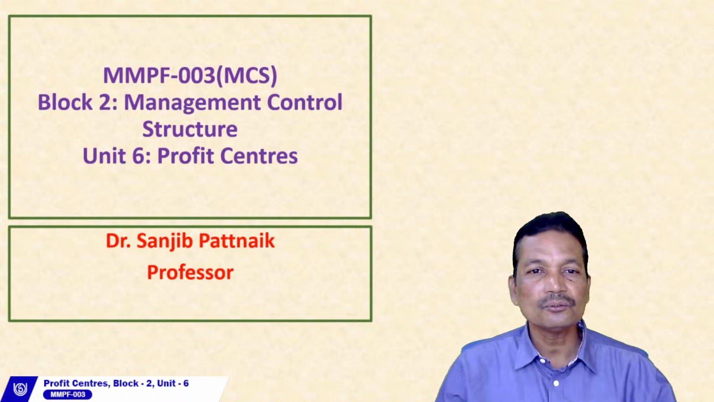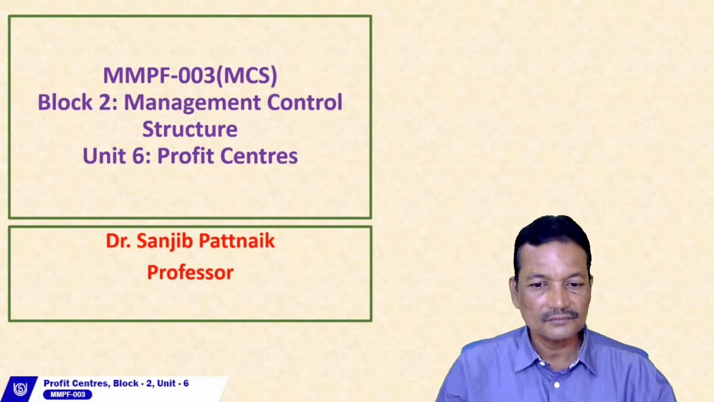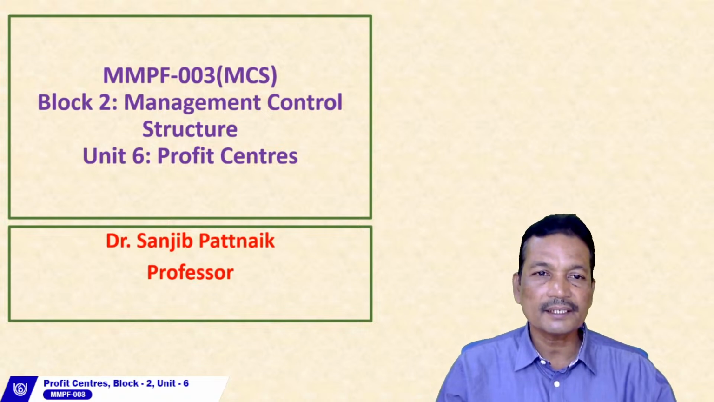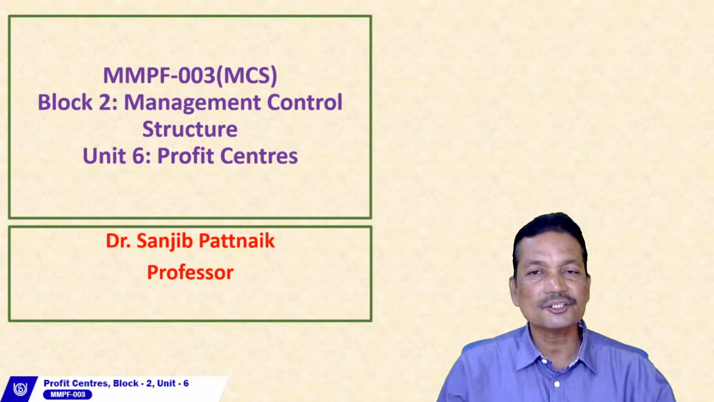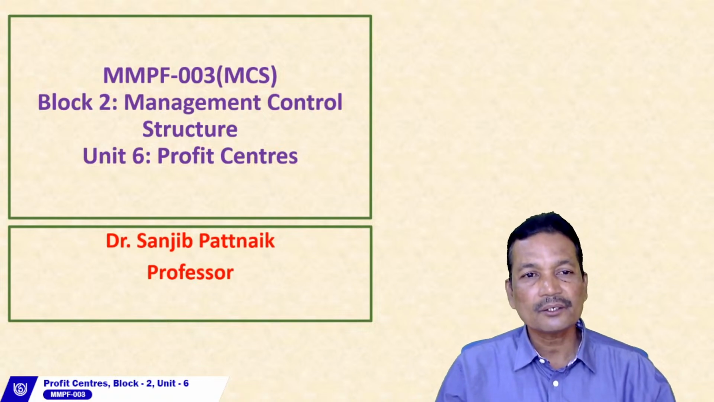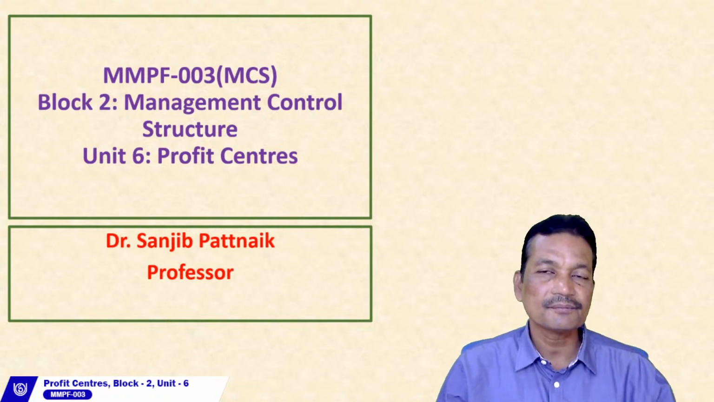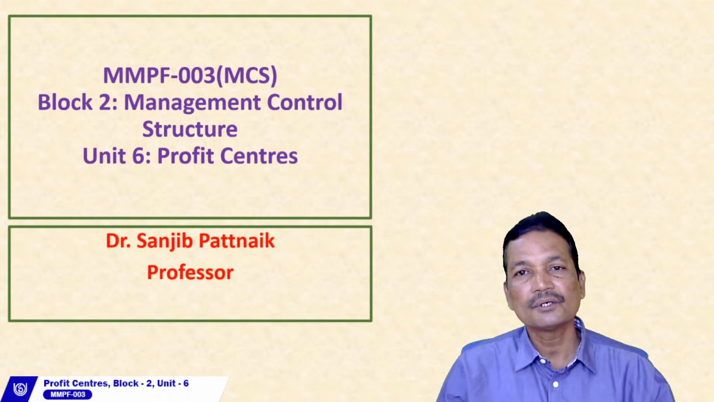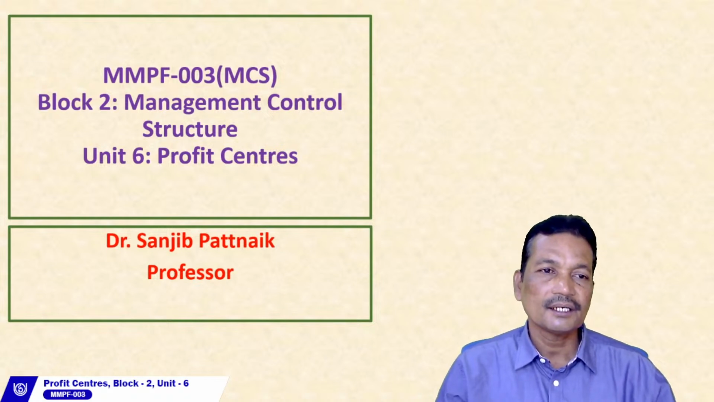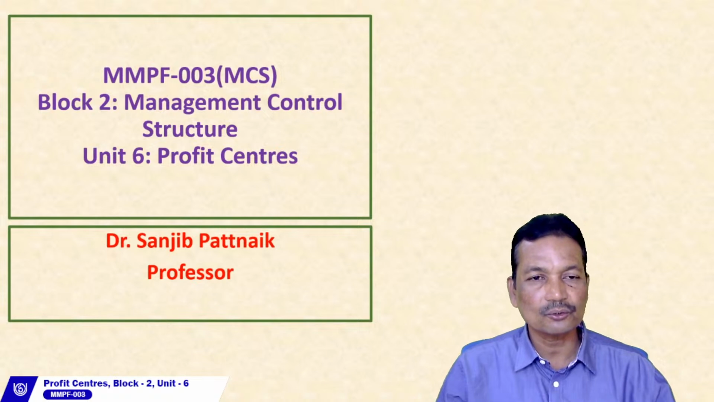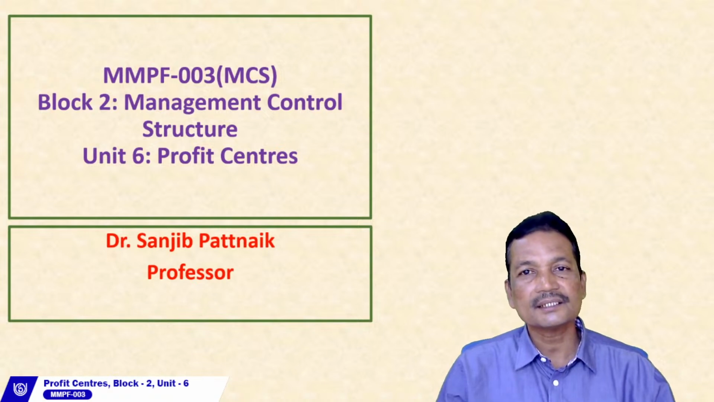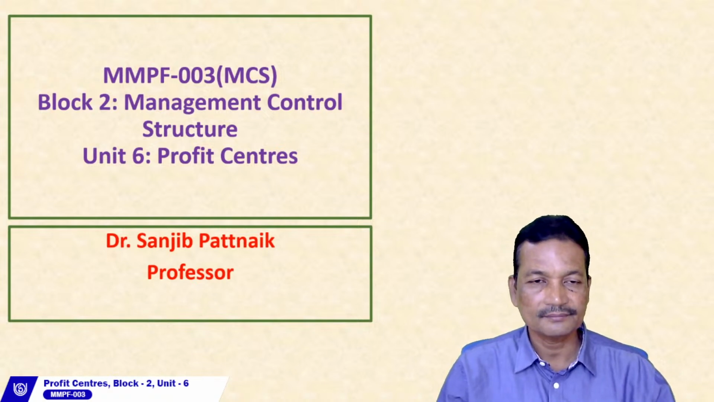Now in block 2, starting from unit 4 and 5 that we have seen, we look at the management control structure. Now when we are talking of the control structure, there we talk of, in the first unit under this block 2, the responsibility centers.